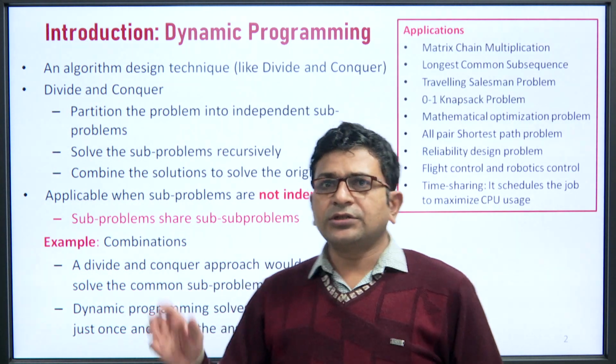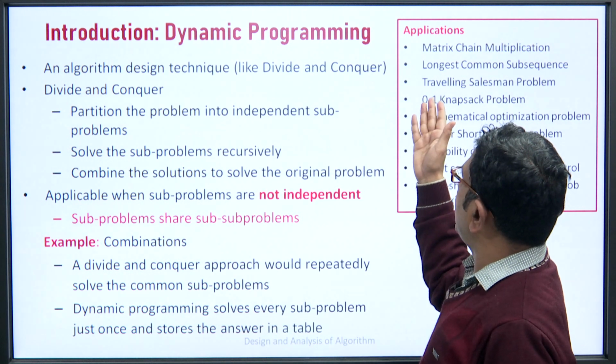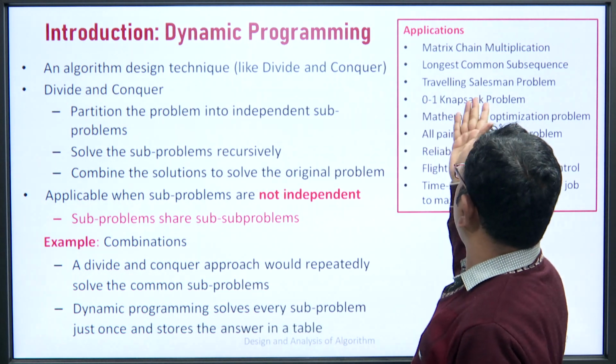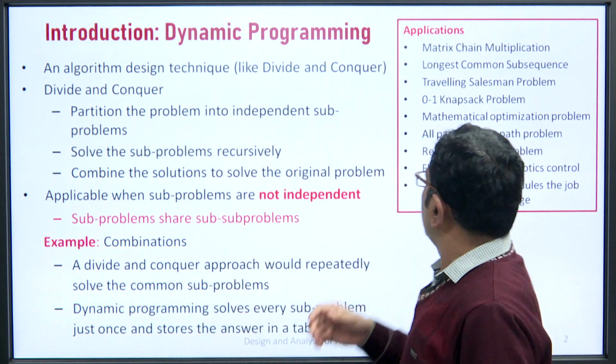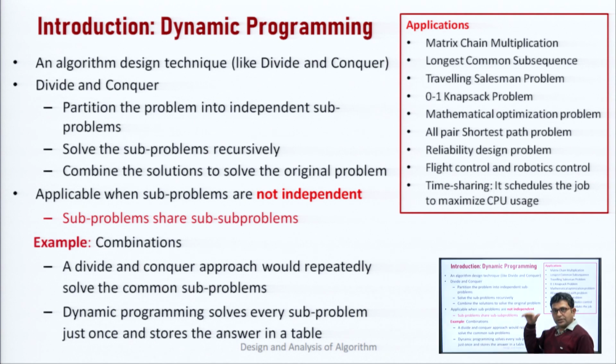Now these are some applications: matrix chain multiplication, longest common subsequence, travelling salesman problem. These problems will be discussed in our further lectures. The 0-1 knapsack problem will be discussed in this lecture only. Then mathematical optimization problems, all pair shortest path algorithms, reliability design problem, flight control and robotics control, and time sharing, which is basically scheduling jobs to maximize the CPU usage. All these kinds of applications are open to dynamic programming.